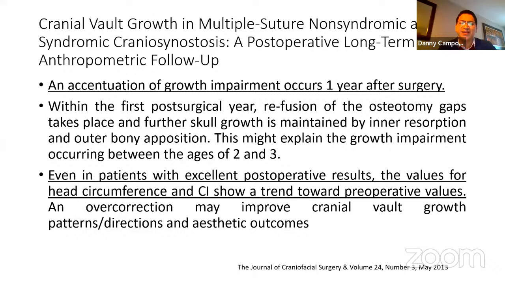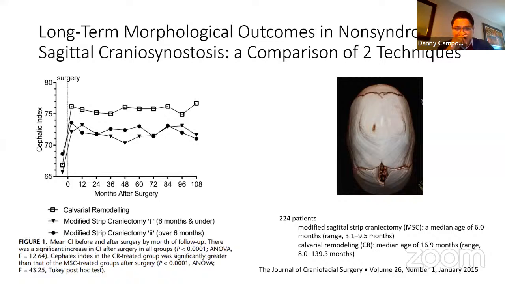And what about sagittal synostosis? This paper compared two types of surgical procedure, using calvarial remodeling and using modified strip craniectomy. Again, in the next few months after surgery, there is an important recovery of the cephalic index. But after 1 year, this is stable over time. They get better results using calvarial remodeling. This is a very interesting paper with over 224 patients.